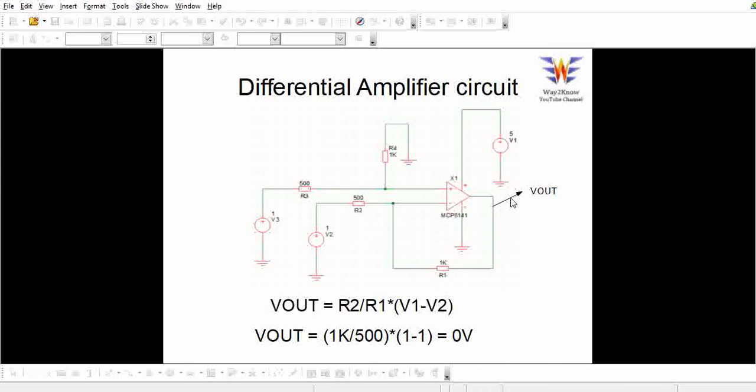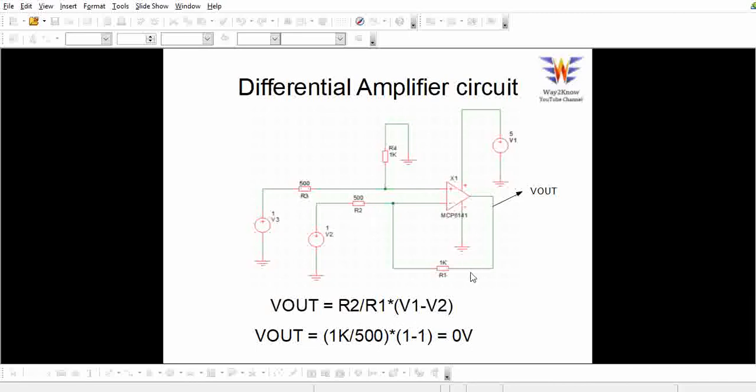We know the common mode definition, right? When you apply two voltages, V1 and V2, the common mode voltage is given by (V1 plus V2) by 2. In this scenario, when you provide two voltages which are equal in value, the output should be 0. The formula here is Vout equals R2 by R1 into (V1 minus V2). R2 is 1K, R1 is 500 ohms.